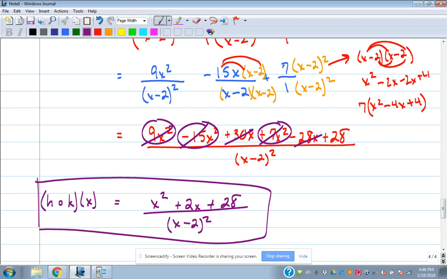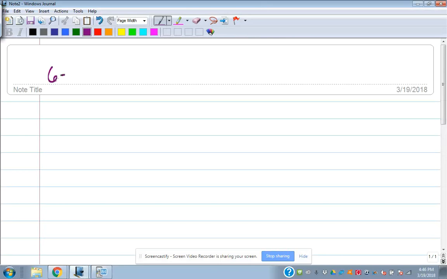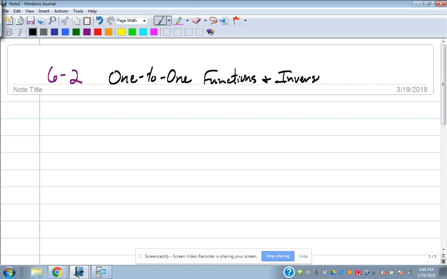Next section. 6.2. One-to-one functions and inverses. All right, one-to-one functions.